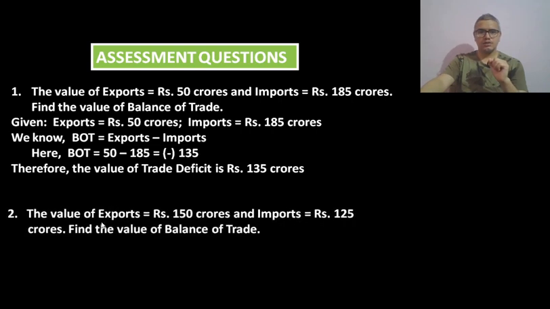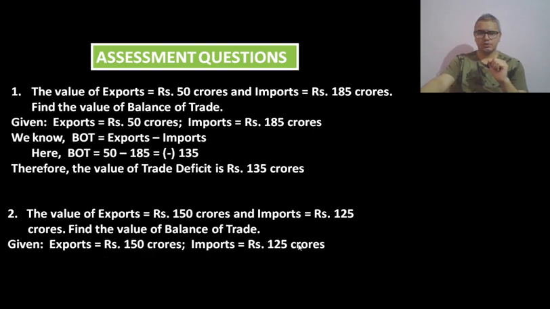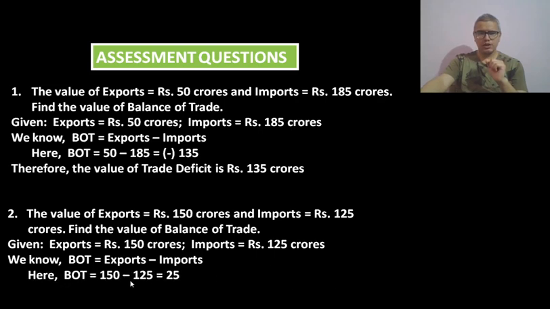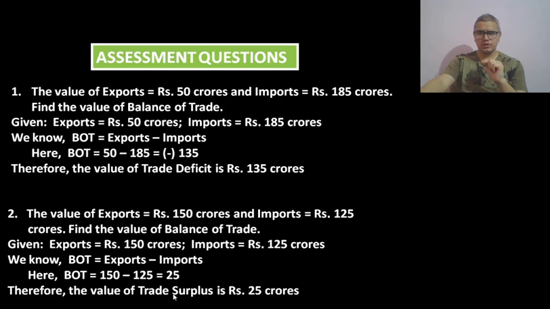Okay, in a similar way I have taken a second question where the value of exports is given as 150 crores and the value of imports is given as 125 crores, and we are asked to find balance of trade. Now here we know exports is 150 crores, imports is 125 crores. So the formula for balance of trade is exports minus imports. When we deduct 125 imports from export 150, we get 25. So here, since it is a positive value, there is trade surplus, and trade surplus is equivalent to rupees 25 crores.